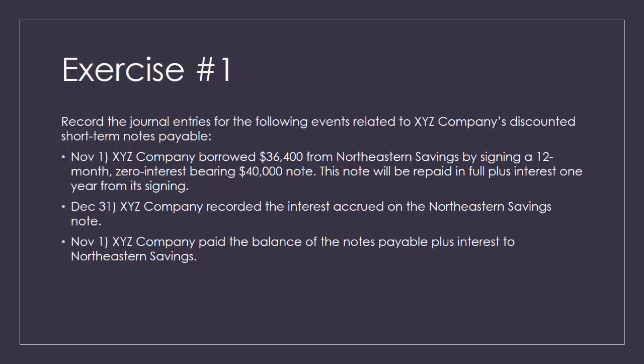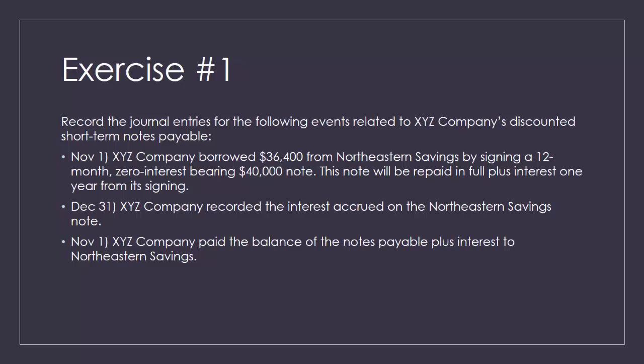What does this mean? It means that our company XYZ is getting $36,400 now, but in a year from now we have to repay $40,000 to Northeastern Savings for letting us borrow it. So essentially no one's going to let anybody borrow money unless they're making something off of it. What's Northeastern going to make off of us? They're going to make that $3,600 extra. Even though it says a zero interest bearing note, this is the implied interest of this note.